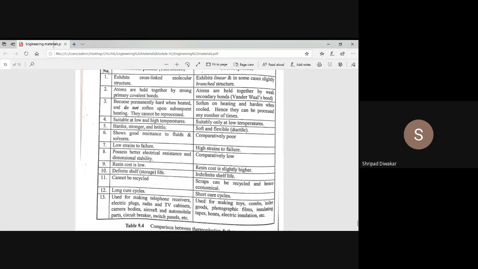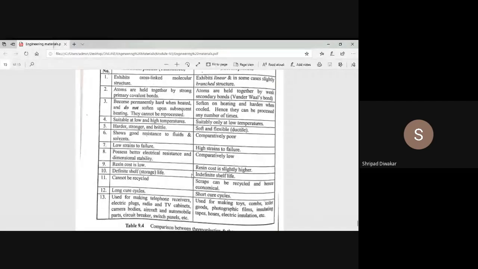Next, thermoplastics have an indefinite shelf life, whereas thermoset plastics have a definite shelf life. The next one: thermosets cannot be recycled. As I said, when you heat the material, we cannot reprocess it. On the other hand, thermoplastic scraps can be recycled, and hence it is economical in nature. Thermoset plastics are very strong, but their storage life will be less, and here the storage life will be more.